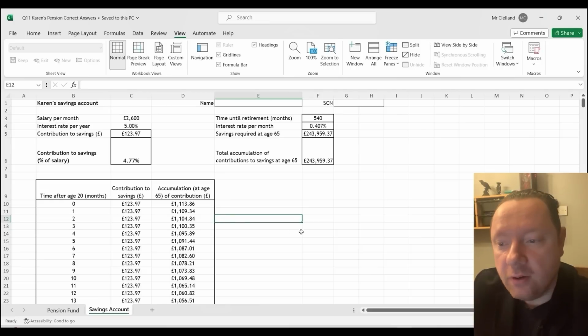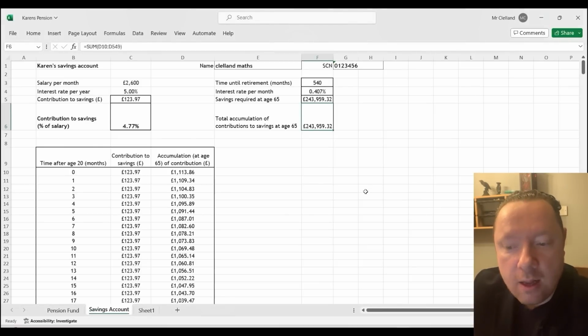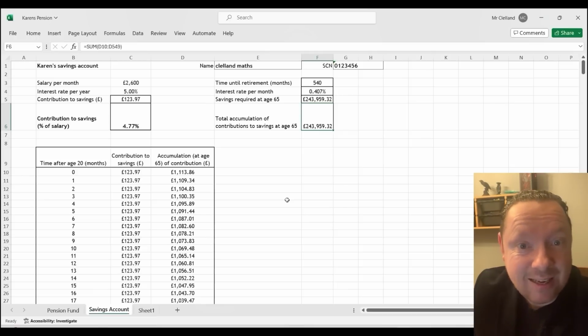Okay, hopefully you found that useful. A little bit of work on Excel, looking at the SQA Higher Applications in Maths question paper. That was the specimen paper B, question 11 on Karen's savings account. Take care, stay safe, and goodbye.